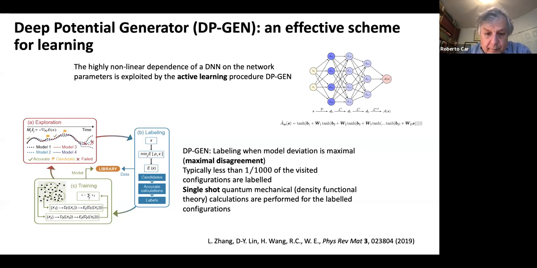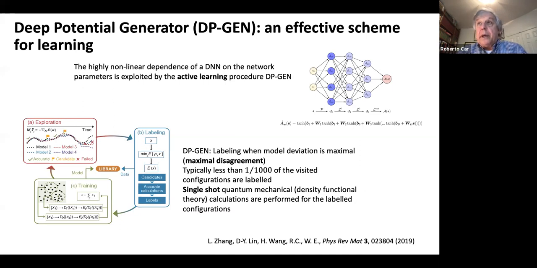So in the DPGEN procedure, rather than performing a large number of DFT calculations or of ab initio molecular dynamics first, and then trying to describe that with a neural network, what we do is exploit the nonlinear dependence of the network on the network parameters. The minimization to find the network parameters is done with a stochastic gradient descent method, so it is a method that finds a local minimum. So we will get different local minima, different network parameters, if we start from a different initialization of the network parameters.